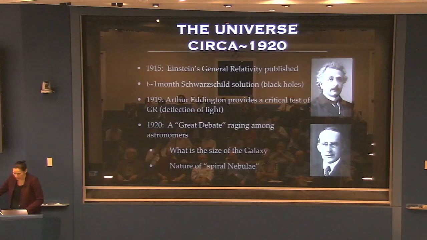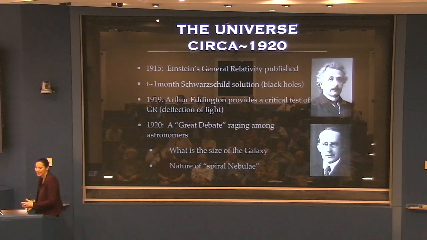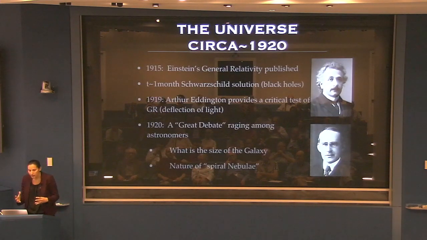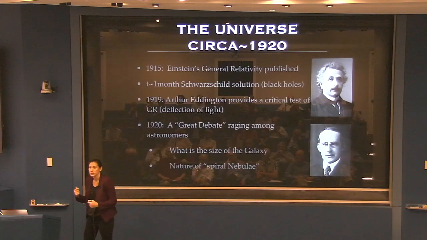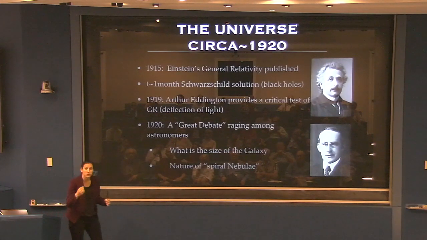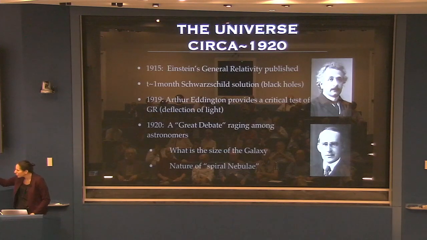Now that was what was happening in the gravity and physics community. And in the astrophysics community, there was this great debate raging. And that debate really centered on what was the size of the Milky Way galaxy, and what was the nature of the spiral nebulae. So people were observing the Milky Way, they were observing stars in the Milky Way, they were observing planetary nebulae in the Milky Way. And then they observed these little smudges. They didn't quite know what they were.